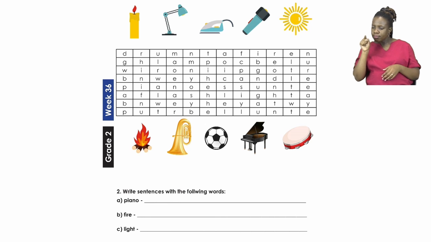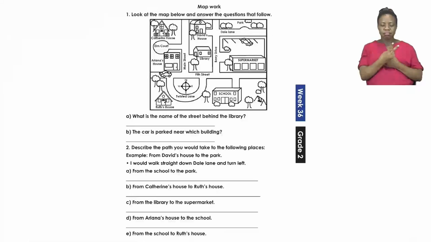Alright boys and girls, now before I leave you to finish your sentences, let's quickly turn our booklets to page 27. Now here on page 27, we have to do geometry. Now today, we are doing some map work. Exciting! Now let's look at number 1. Number 1 says, look at the map below and answer the questions that follow.